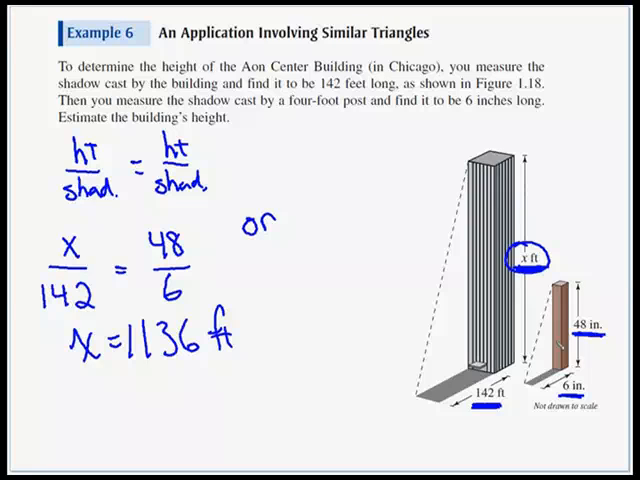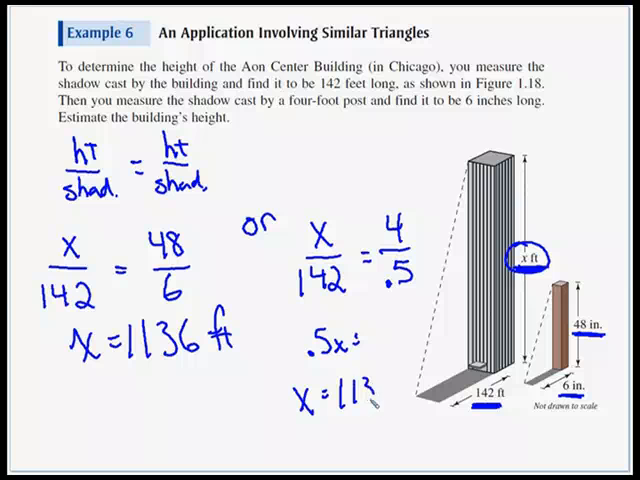Or we could convert this into feet. We could set up our first ratio the same. X over 142 is equal to the height of this pole, which is 48 inches. That is 4 feet. The length of the shadow was 6 inches. That's 1/2 a foot, or 0.5. And then we could cross multiply here. 0.5x equals 4 times 142. What would that be? 400 plus 160 plus 8, 568. And then you'd divide by 0.5, and you would get the same answer.